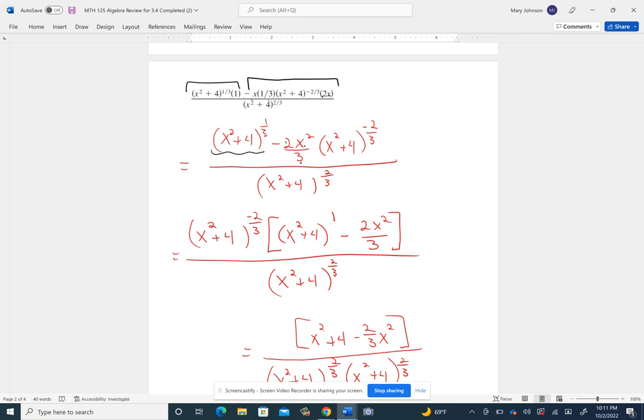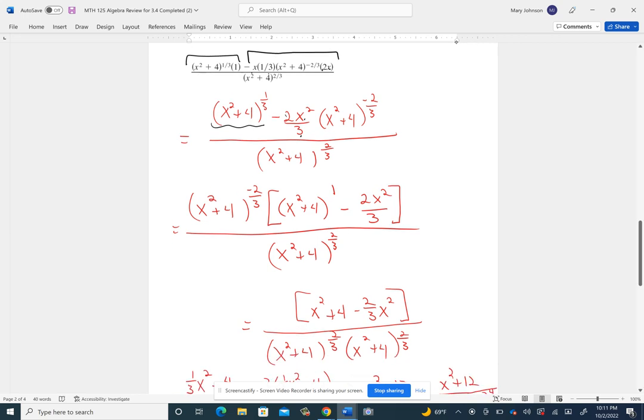So then on top, I'm noticing that I have the same base. And so this would be the smaller exponent. So I'm going to factor out x squared plus 4 to the negative 2/3 power out in front here. So I'm going to see what's left from this first chunk and what's left from the second chunk. So if I factor out a negative 2/3, x squared plus 4 to the negative 2/3, I have to have a 1 here because these exponents would have to add to be 1/3.